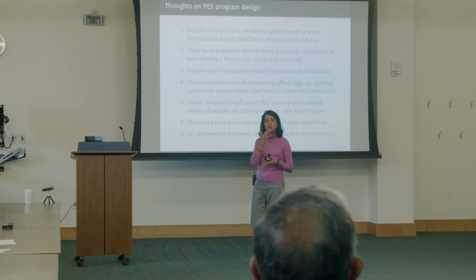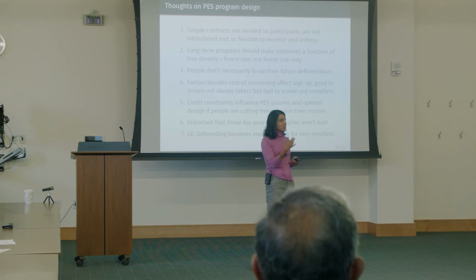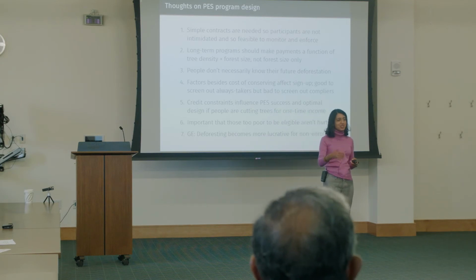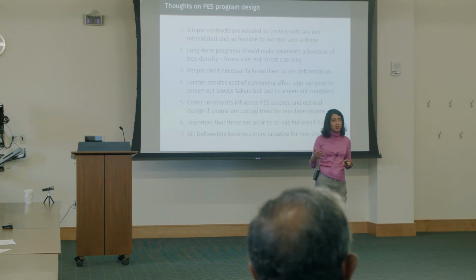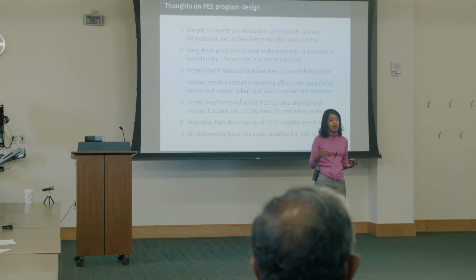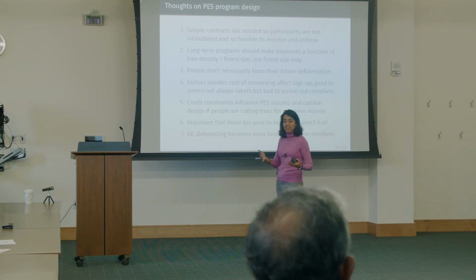I don't think people necessarily know their future deforestation, which makes some of our normal mechanisms and how people are going to select into them a little bit trickier to make work. I think factors besides how much you're going to conserve anyway affect your sign up, and that could be good if you screen out these always takers who would have just been being paid to do nothing, but it's bad if you're screening out compliers, and I think that ends up being important.